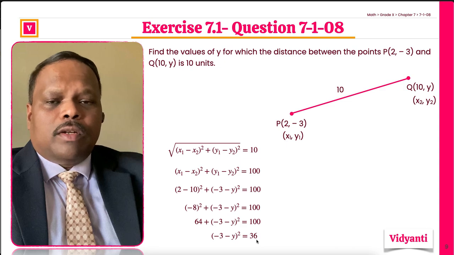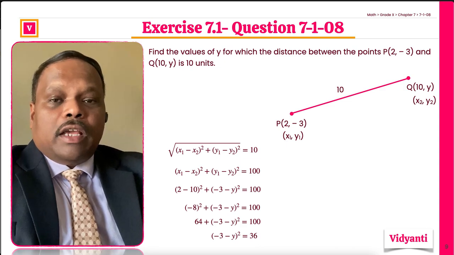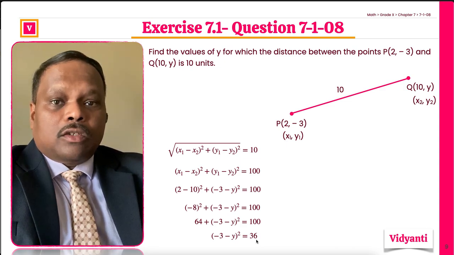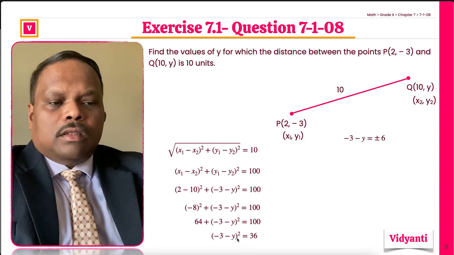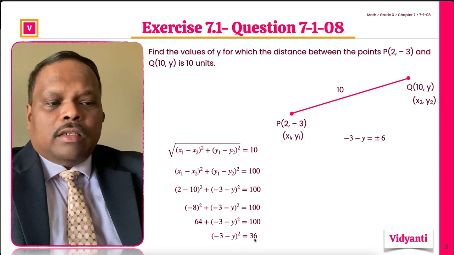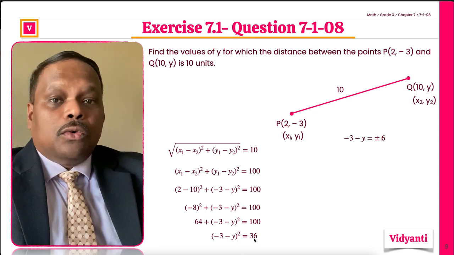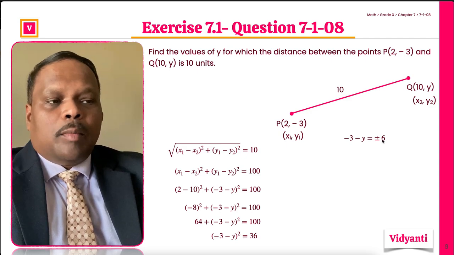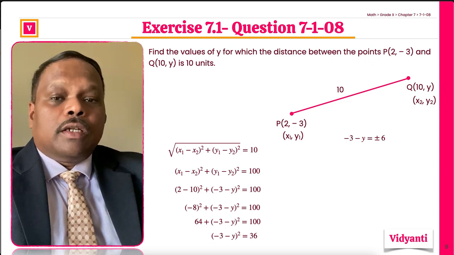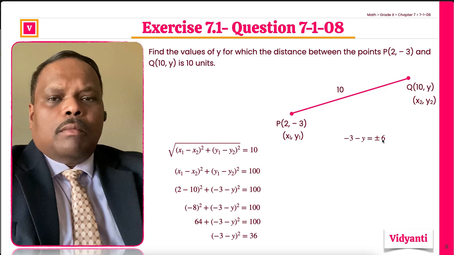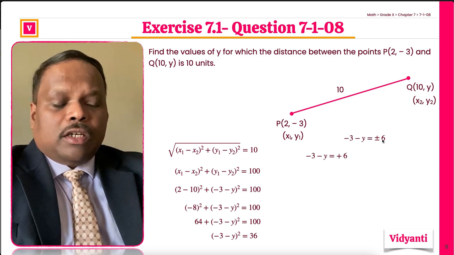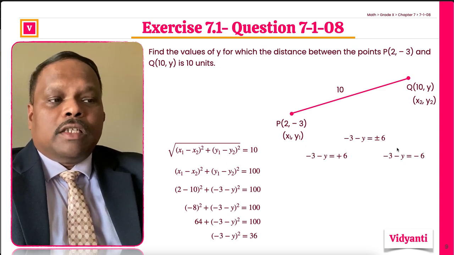And this is where people will make a slight mistake. If you take the square root on both sides, then this square will get cancelled. And instead of 36, we'll get root of 36. And that's not just 6, that's plus or minus 6. Remember, positive 6 square is also 36. Negative 6 square is also 36. So now, based on which value you select, you get two possible scenarios.